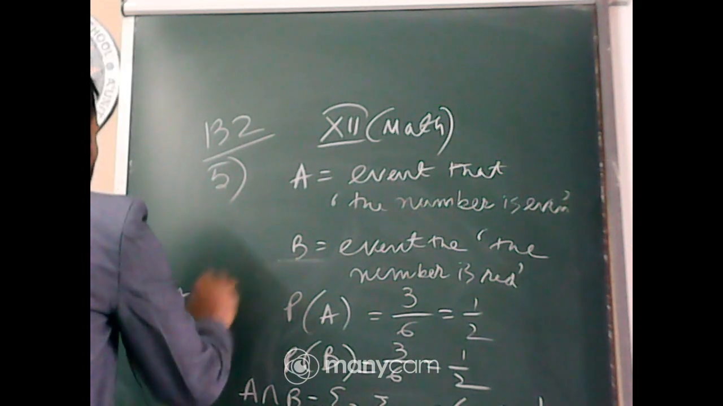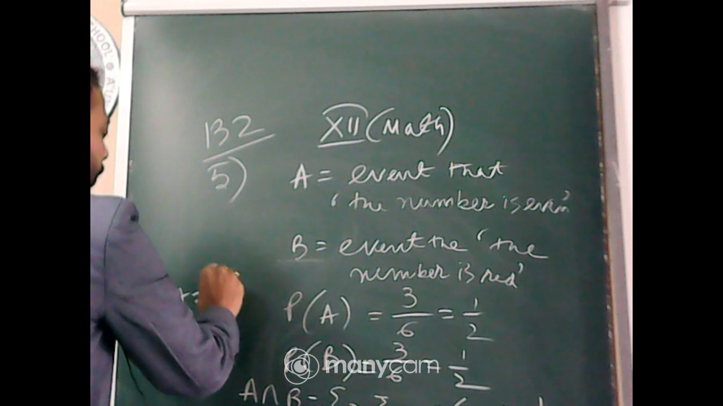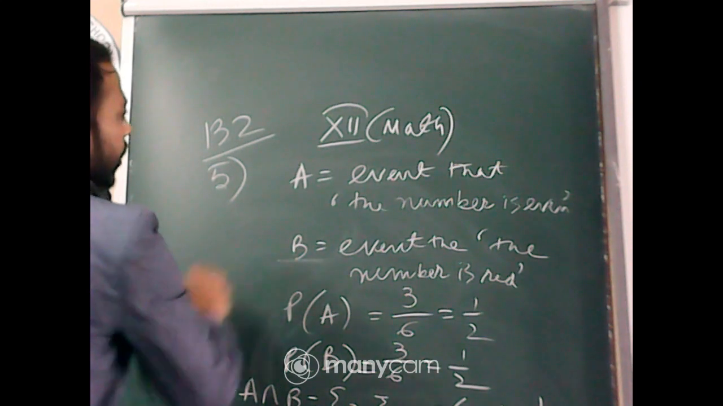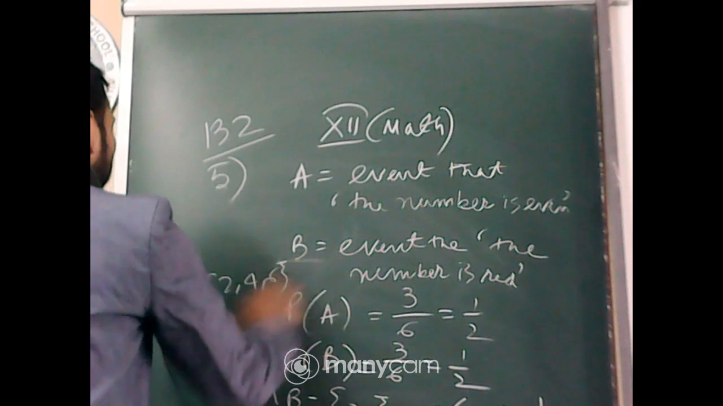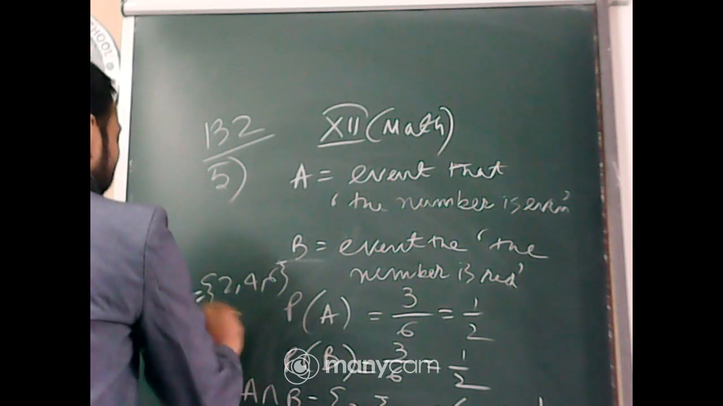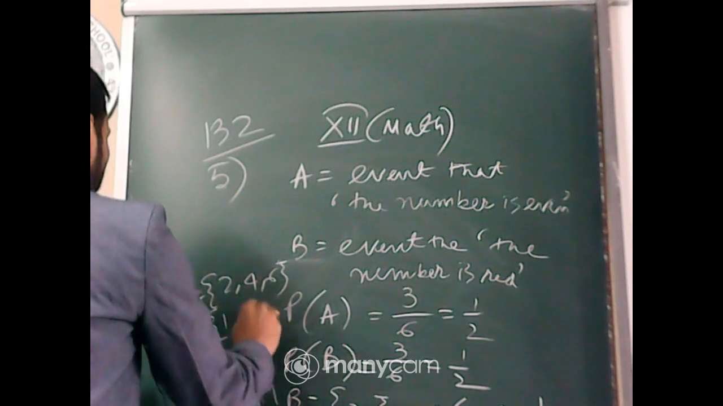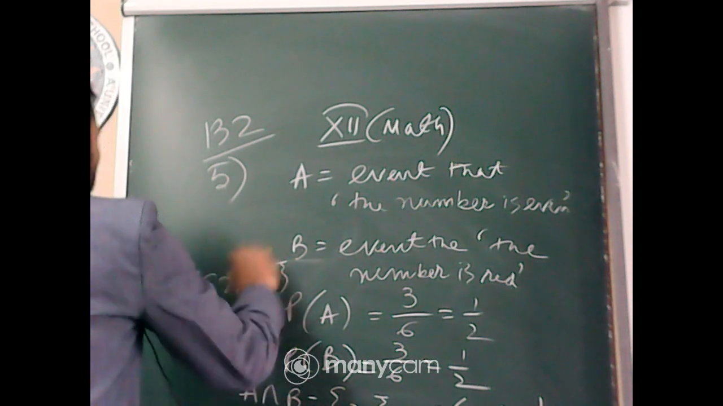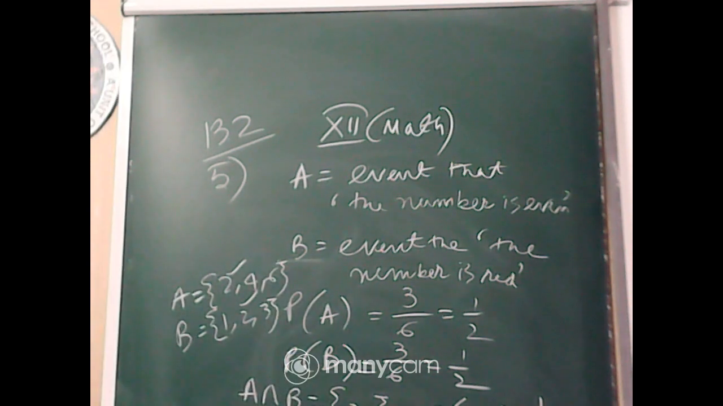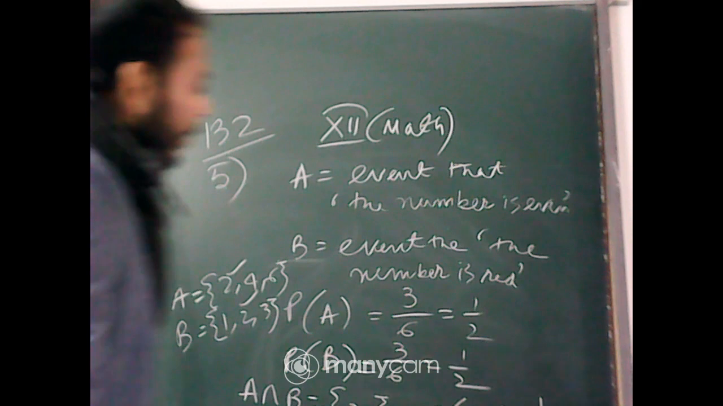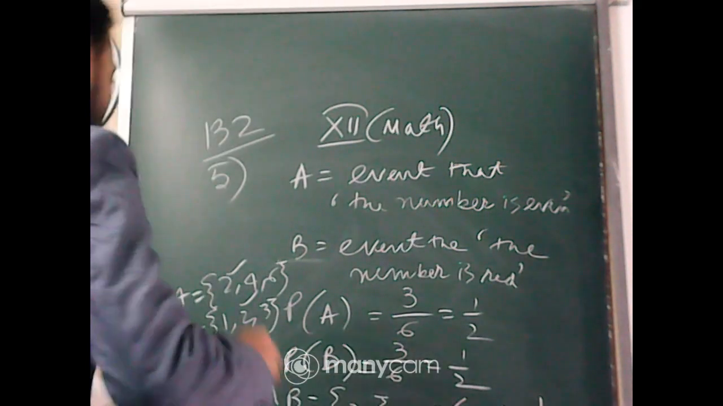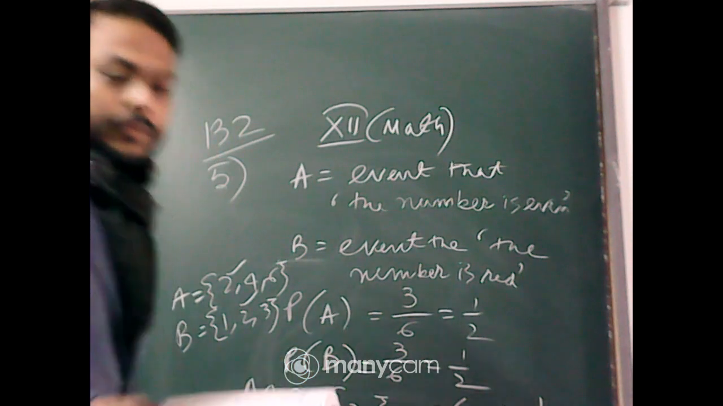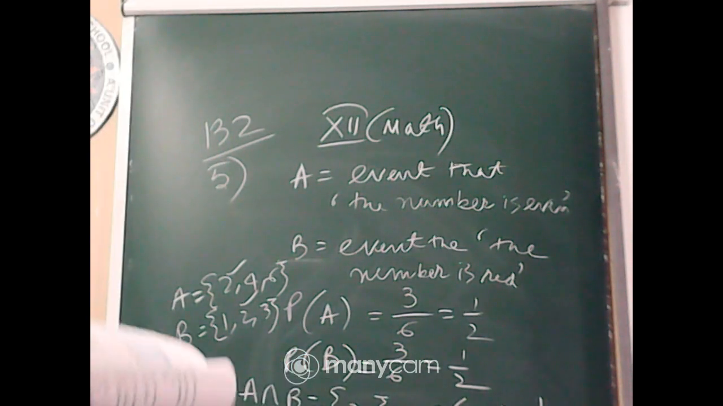Because here in A, that is the even number, that is 2, 4, 6, the favorable cases, and in B the red, that is 1, 2, 3. So common is 2. So A intersection B means 2. So P of A intersection B means 1 by 6. Now check it. Is it independent or not? Check it.